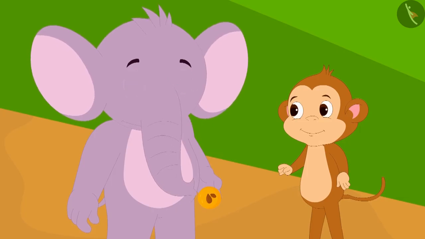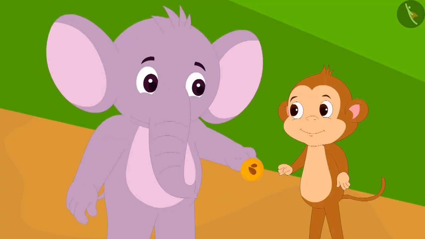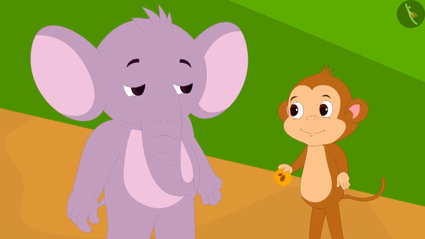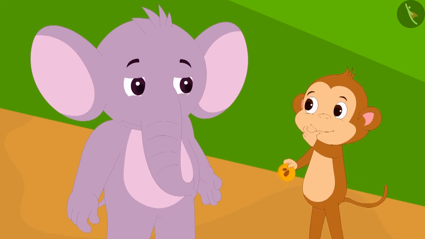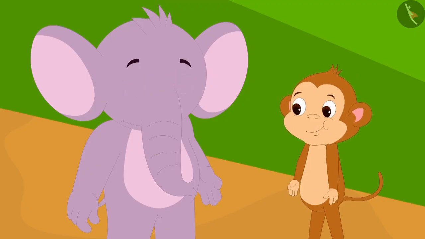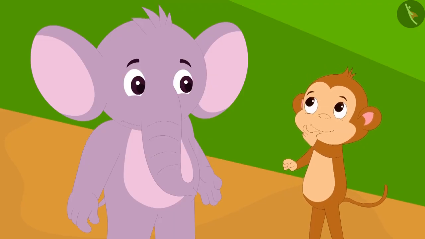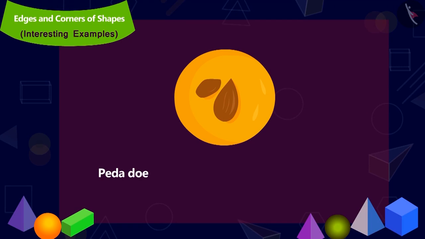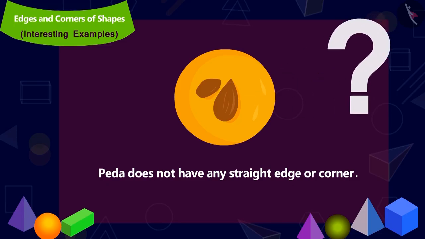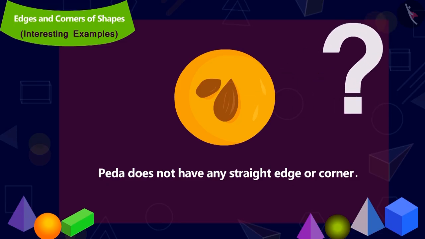Now Apu had understood Babban's trick. This time he gave Babban a peda. Babban was confident that this time too he will answer correctly, so he quickly ate the peda. Now Babban started thinking. He answered that a peda has no corners and no edges. Children, is Babban's answer correct?